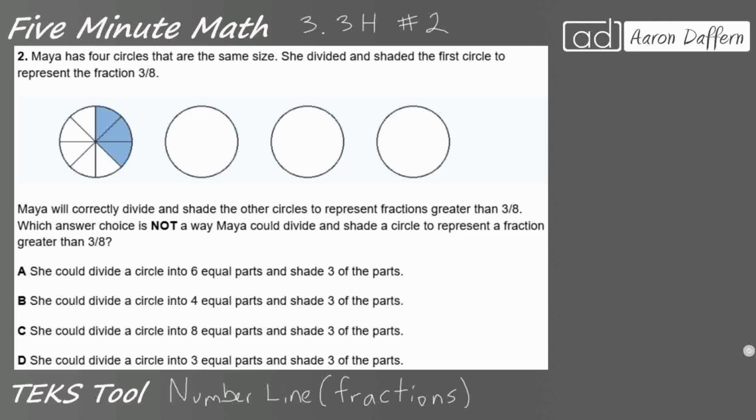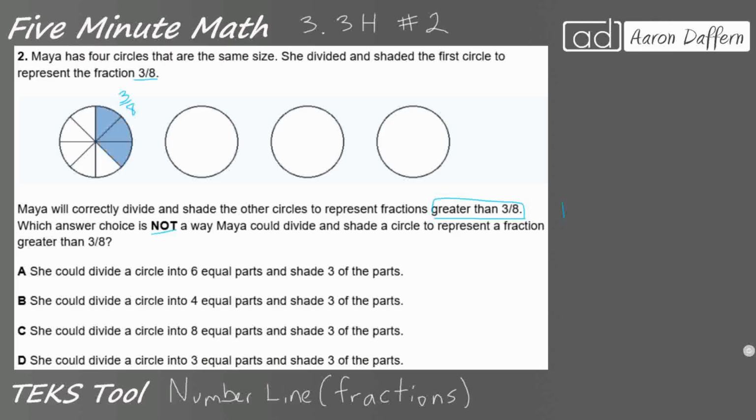All right, so we've got four circles. And this first circle, they already tell us, is 3/8. And so we need to find different ways to shade other circles greater than 3/8. Okay? And then we need to find three of these ways are going to work. One of these ways is not going to work. So we can show it on the circles. We can also show it on number lines.